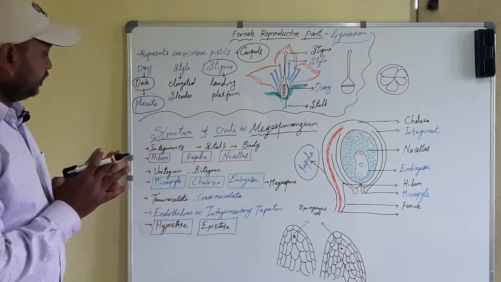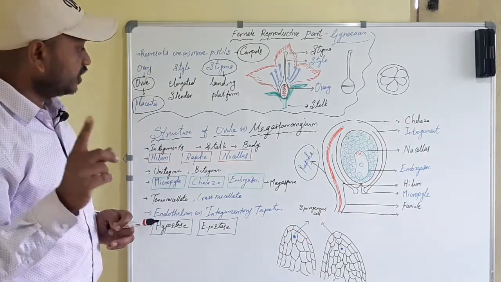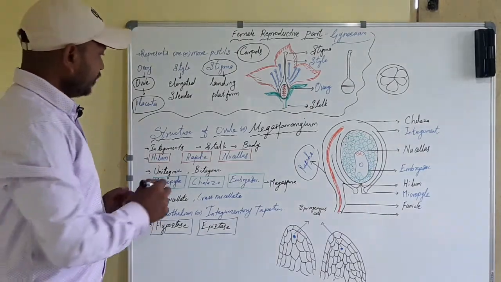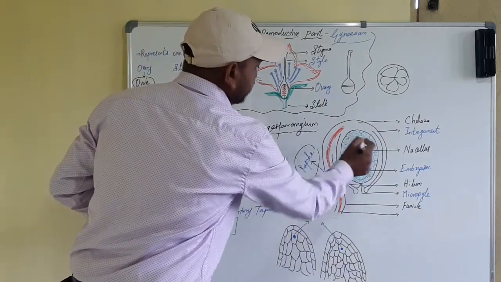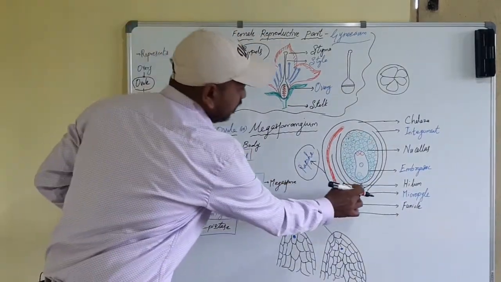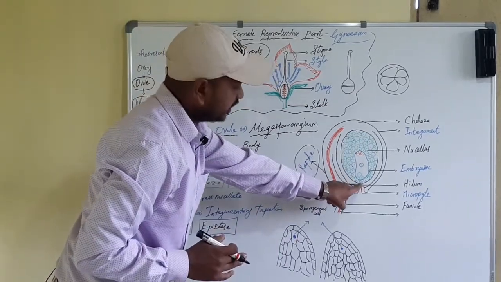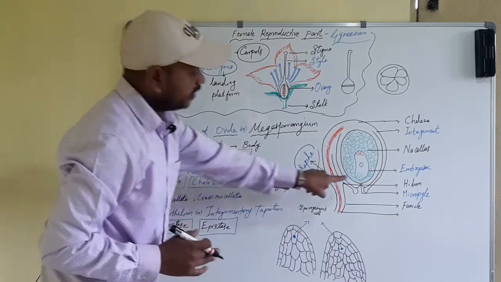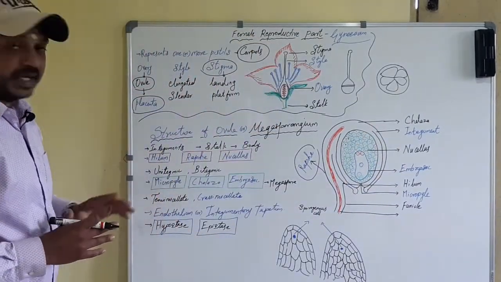Next, micropyle. What is micropyle? It's one more important 2-mark question. The integuments totally cover the nucellus except at a small point where there is no covering of integuments. It creates a small pore. That pore is called micropyle.